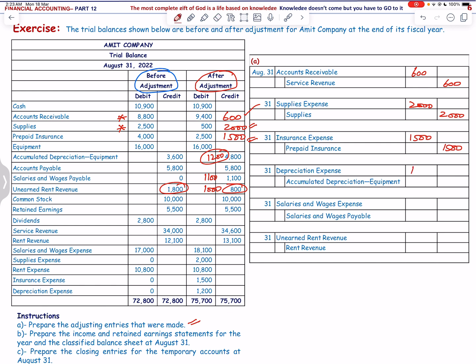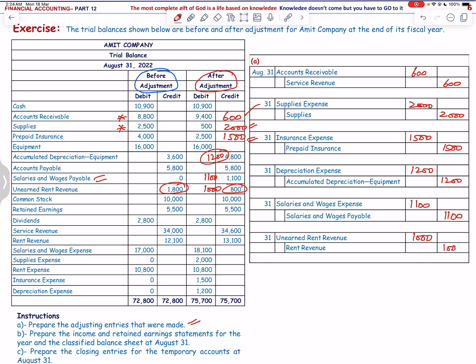Then there is an increase in salaries and wages payable. So salaries and wages payable is debit by 1,100, and salaries and wages expense is debit by 1,100. Then finally we have the unearned rent revenue. This has decreased by 1,000. That means they have earned the revenue by 1,000. So unearned rent revenue is debit, and rent revenue is credit by 1,000. So this completes part A.